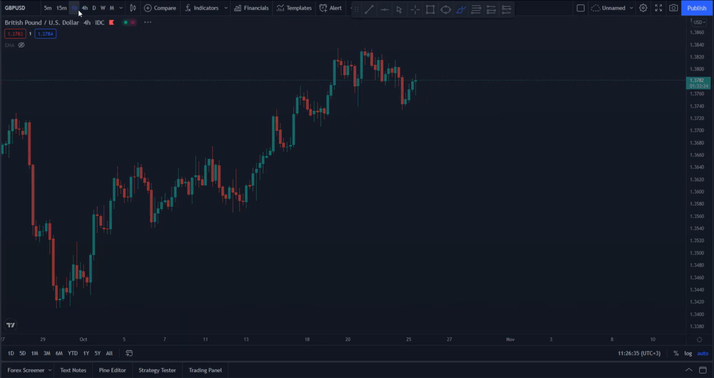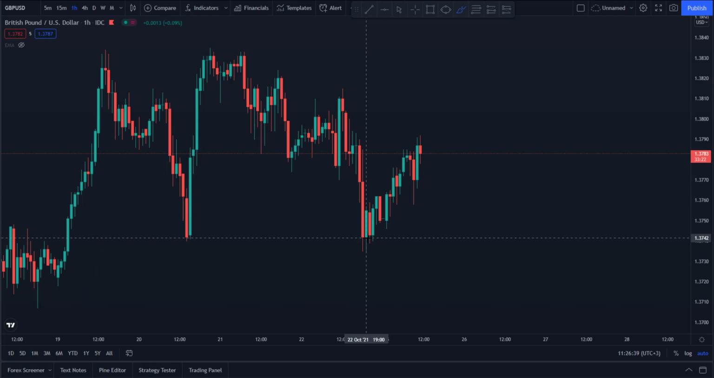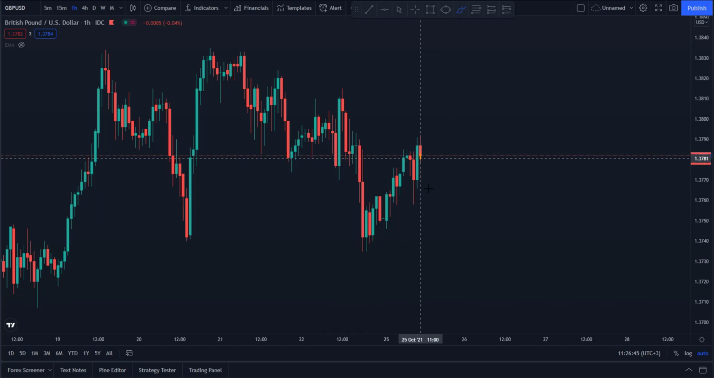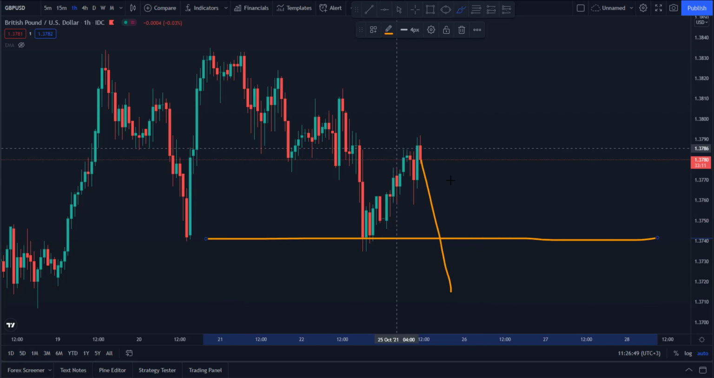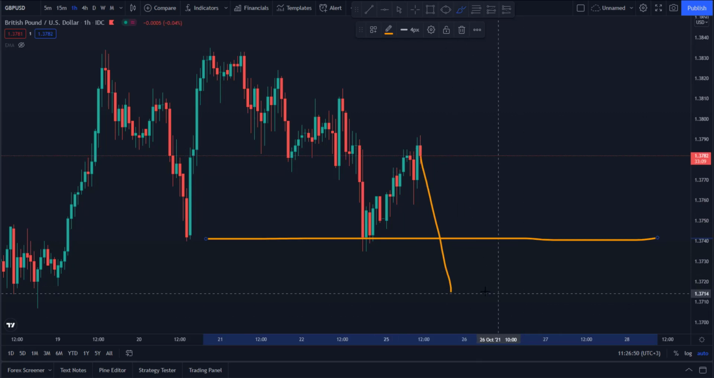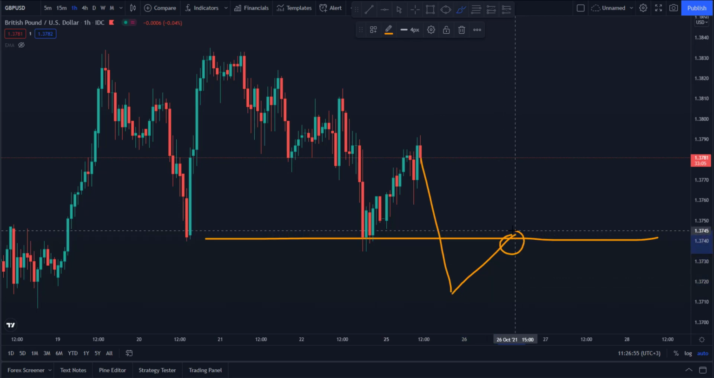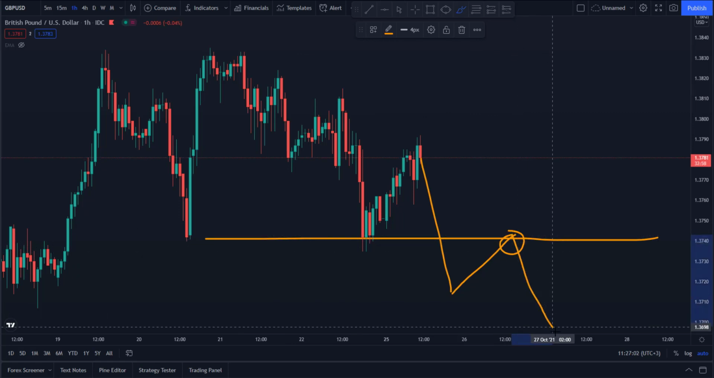Or if I drop down to the hourly chart, what we can look for is for price to break below the 1.3740 level. Once we see a break below that level, this is going to be a confirmation for a downside continuation from the higher time frame. So the pullback and the retest of this support, which should then act as resistance, will be a great entry opportunity to take price lower.